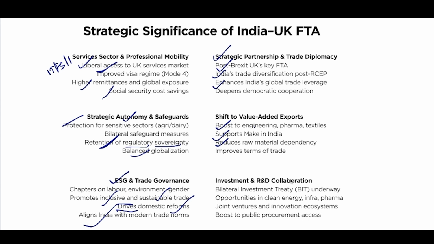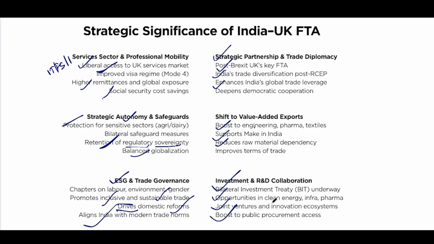And finally, beyond immediate trade gains, FTA is likely to catalyze bilateral investment flows and technology partnerships. Easier market access and improved ease of doing business with provisions like digital trade, intellectual property, investor protection make India more attractive for UK investors and vice versa. There are huge opportunities in clean energy, infra, and pharma. Joint ventures are anticipated, and innovation ecosystems will synergize each other.